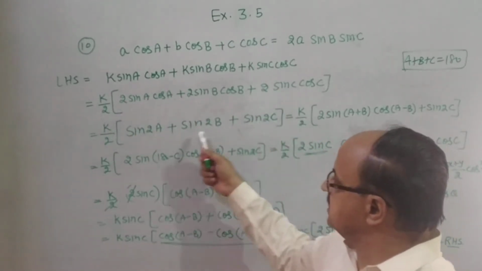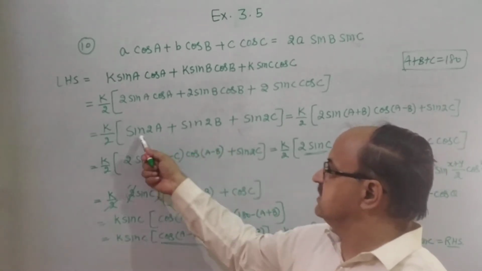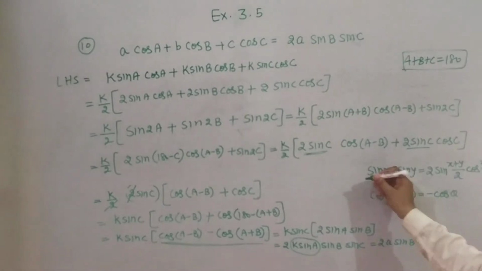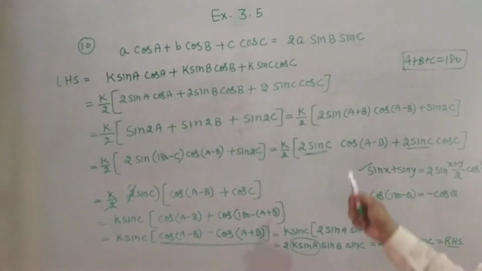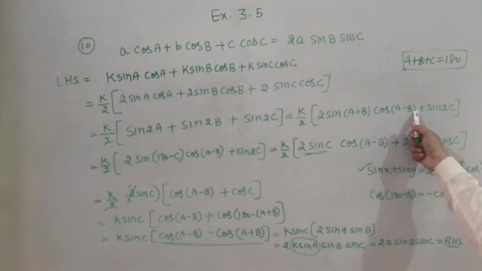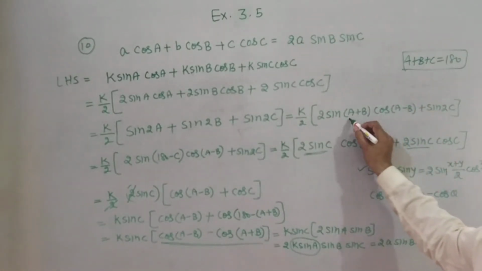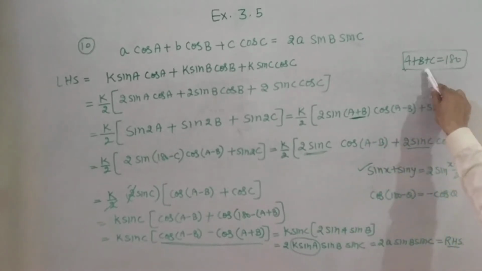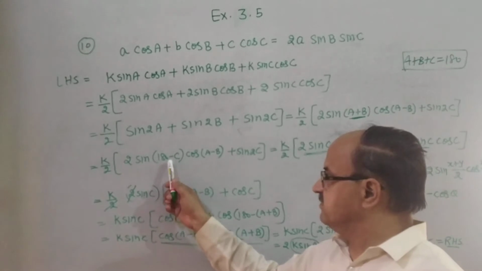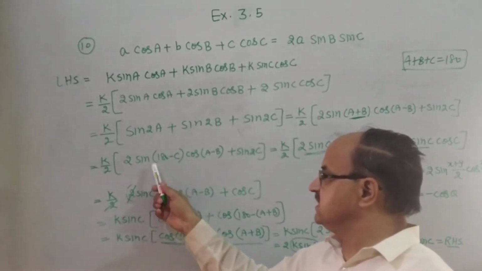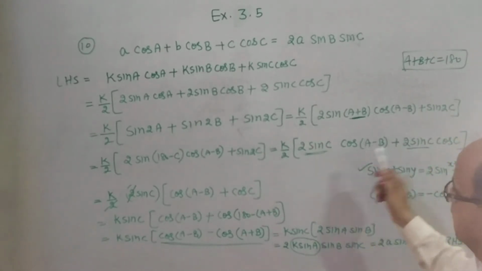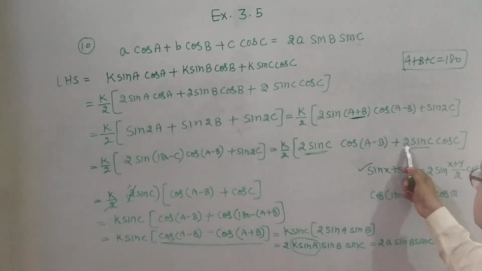sin 2C formula. Here apply formula sin x plus sin y. Apply this formula here. So it becomes 2 sin (A plus B) cos (A minus B). After that, put the value of A plus B. What is the value of A plus B? 180 minus C, and sin (180 minus C) is sin C. And here again open the formula sin 2C, 2 sin C cos C.